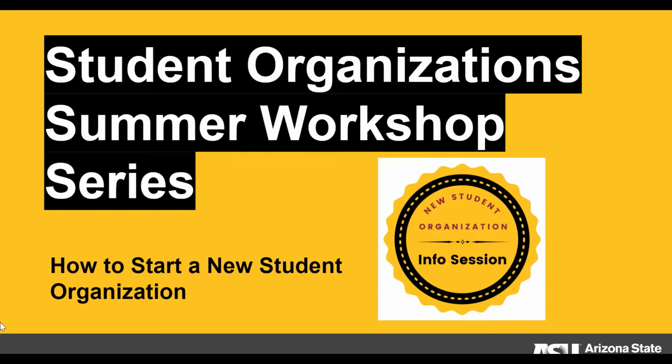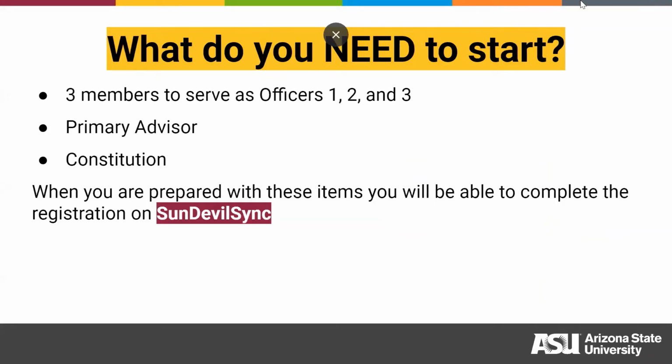All right. So the first thing you're going to need to start is 3 members to serve as your first, second, and third officer. You'll need a primary advisor and then a constitution. So when you've prepared these things, this is what you'll need to be able to complete the registration in Sun Devil Sync.